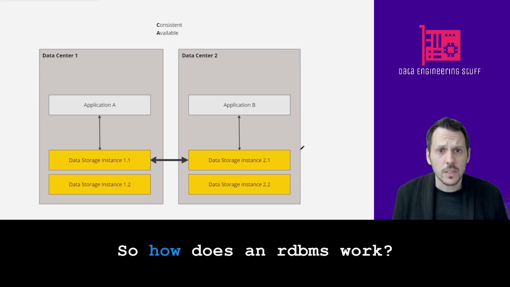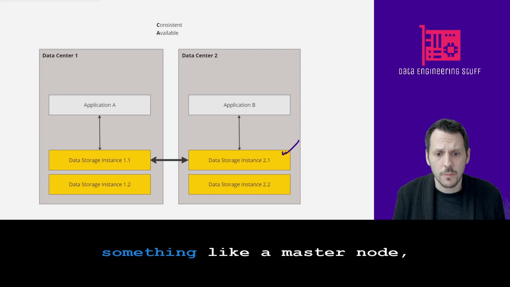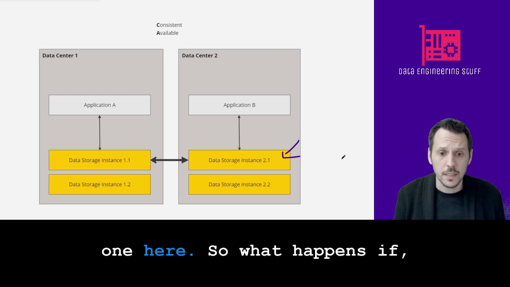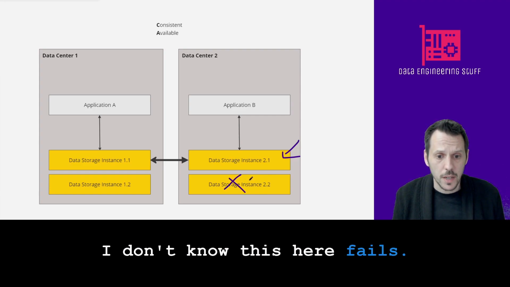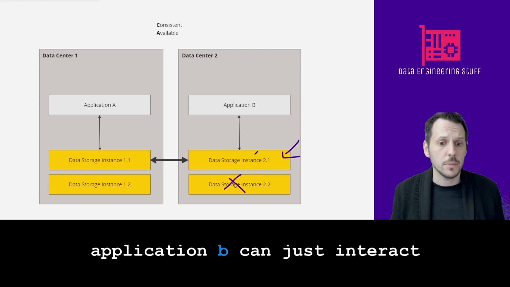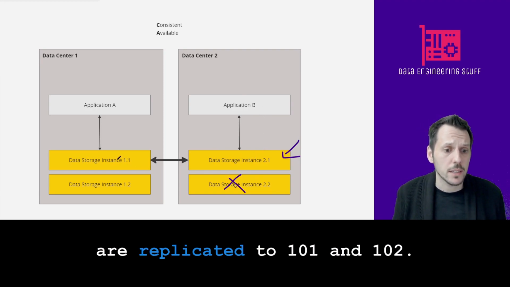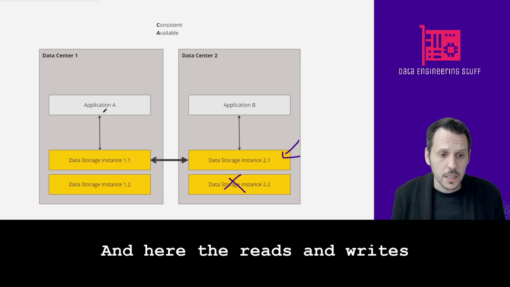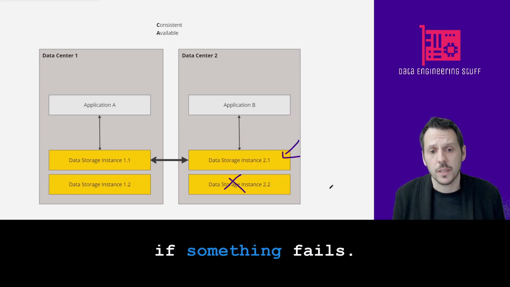So how does an RDBMS work? RDBMS has the notion of something like a master node. For example, this could be 2.1 here. So what happens if, I don't know, this here fails? It doesn't matter, because application B can just interact with the master node. The writes from the master node are replicated to 101 and 102. And here the reads and writes work the same way. So it's not that problematic if something fails.